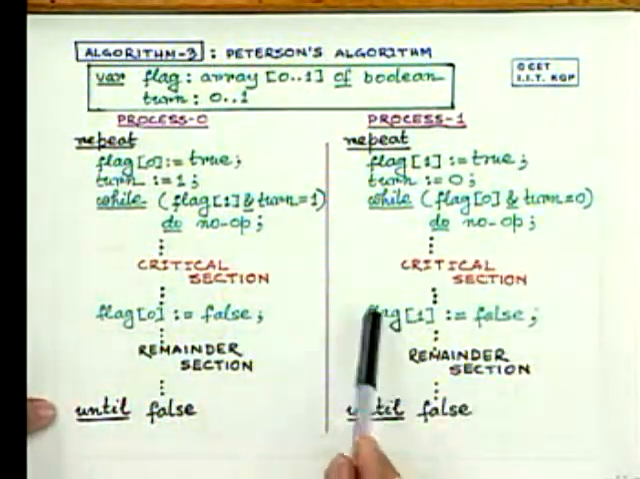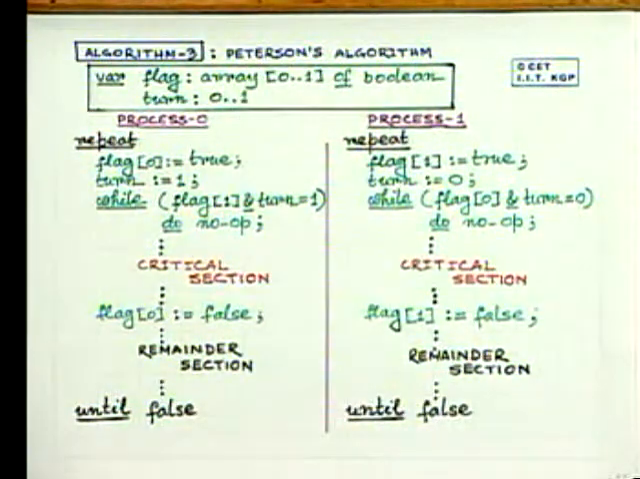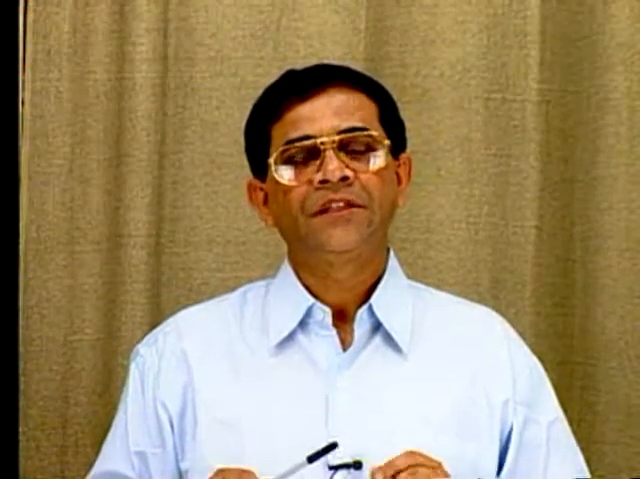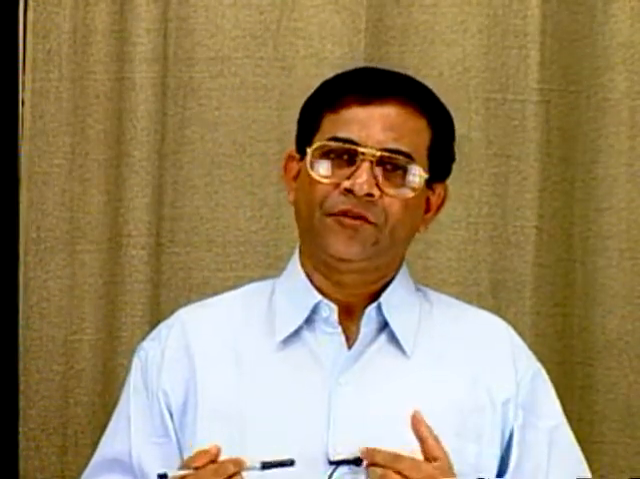Therefore, this solution, that means Peterson's algorithm, this software solution achieves all the three requirements: mutual exclusion, the progress requirement, and the bound requirement. Therefore this can be taken as a software solution of the critical section problem. Now, with little effort, this algorithm can be extended to more than 2 processes as well. This is a very elegant and simple software solution to the critical section problem.